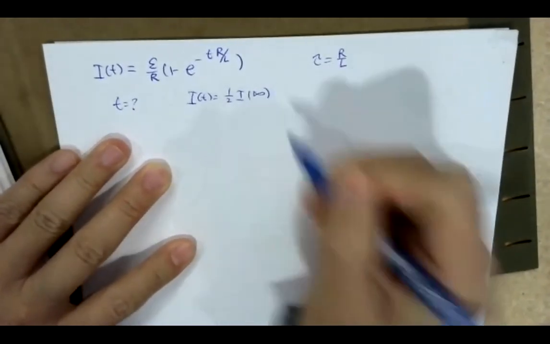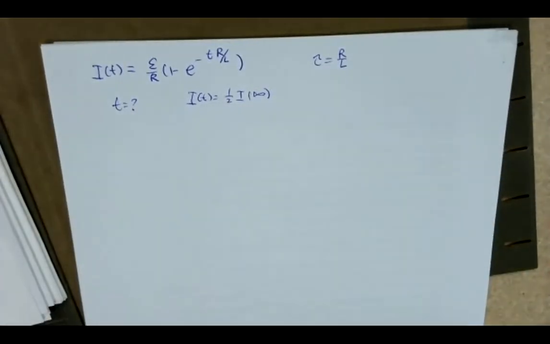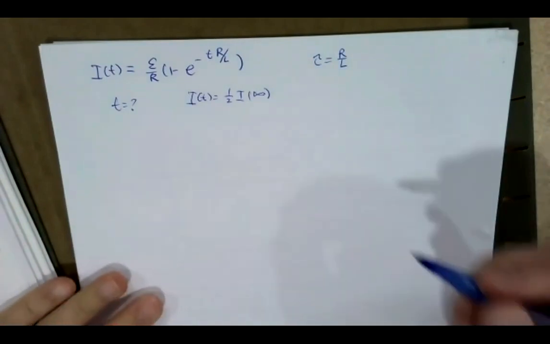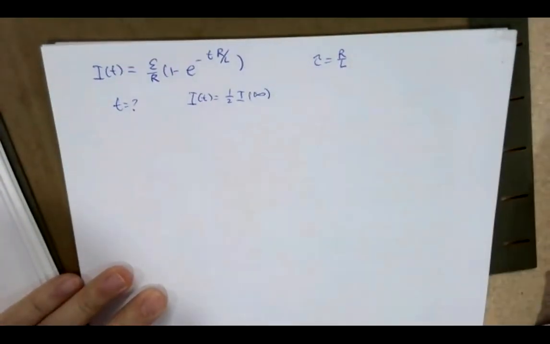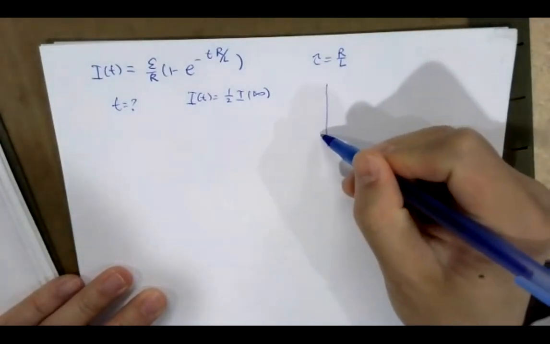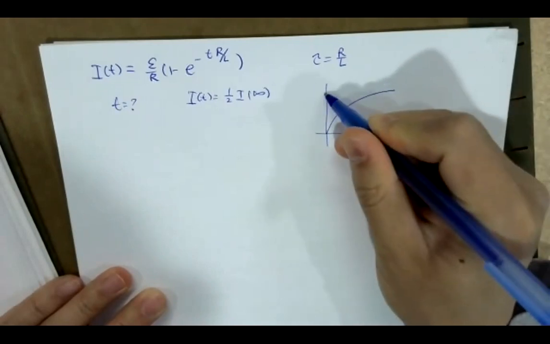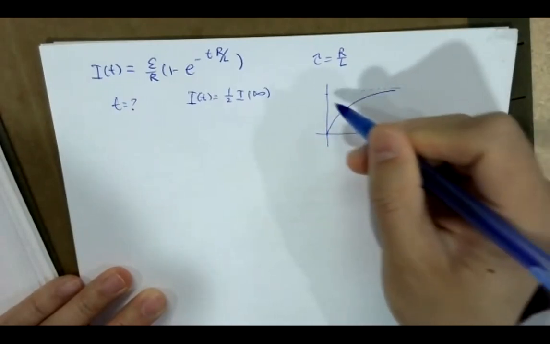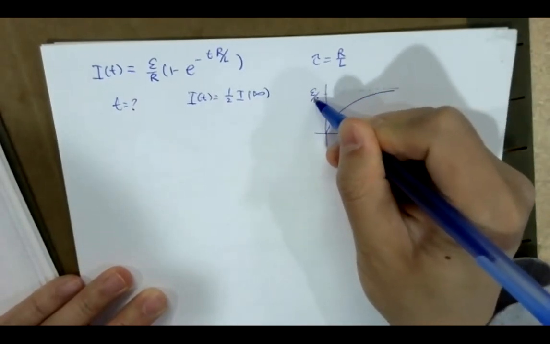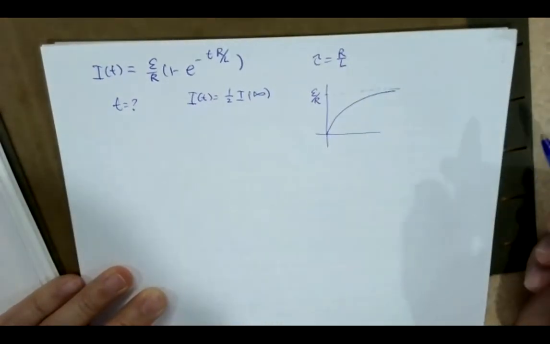So I final, you can refer to t equal to infinity, right? The final status. If you look at the graph, it goes like this, right? On the graph, this is epsilon over R. So that's your final value.